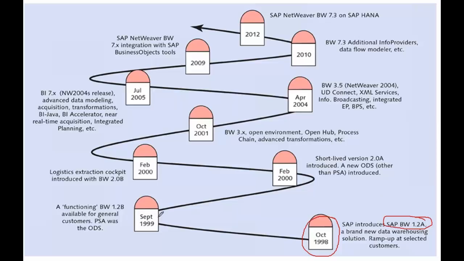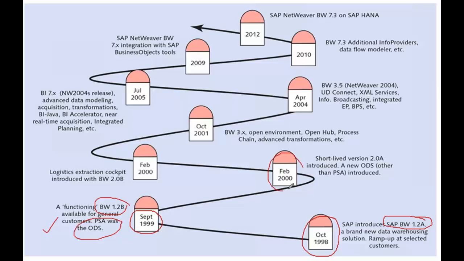Later, in 1999, the next year, SAP introduced a new version called BW 1.2b. Then they made this version available for all customers. Anybody can purchase it, with new features PSA and ODS. I'm not going to explain all these features; we're going to learn them one by one later. Right now we only concentrate on the BW journey.